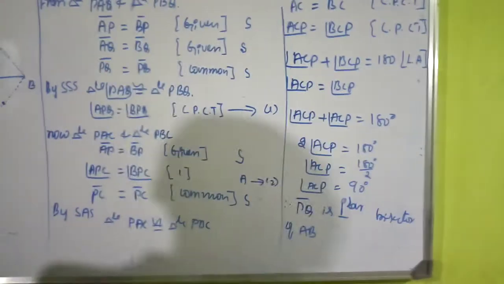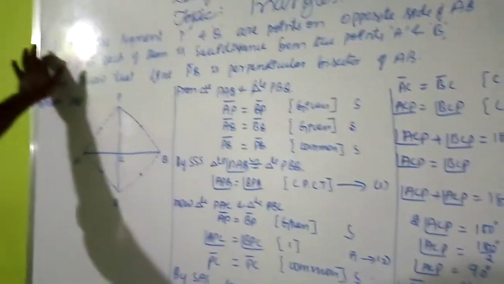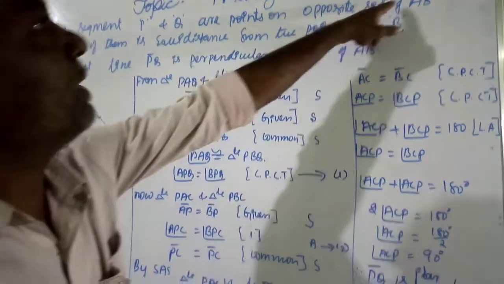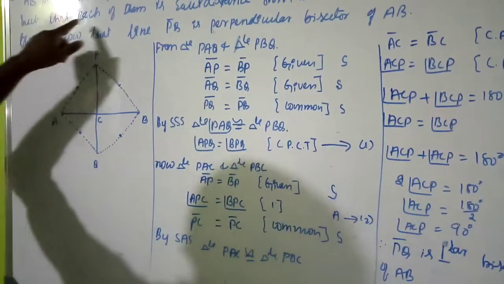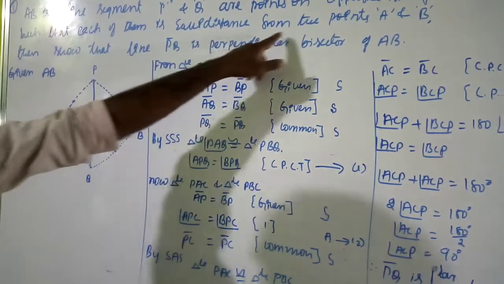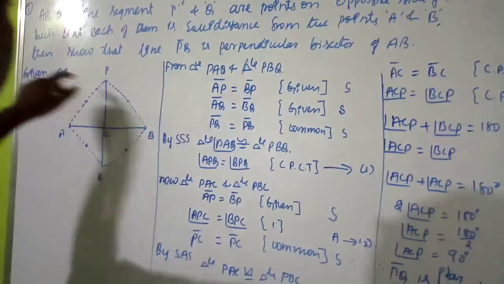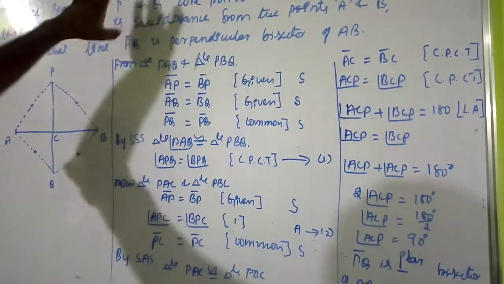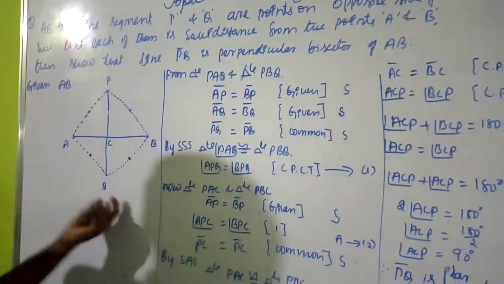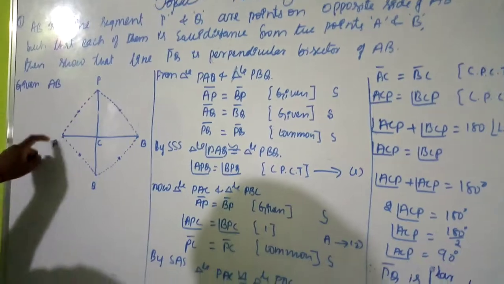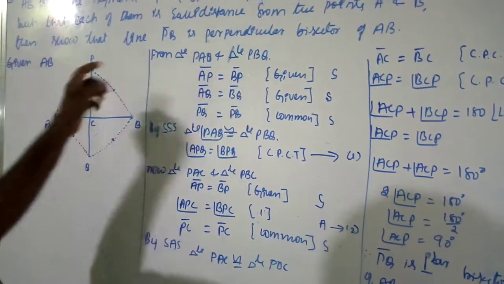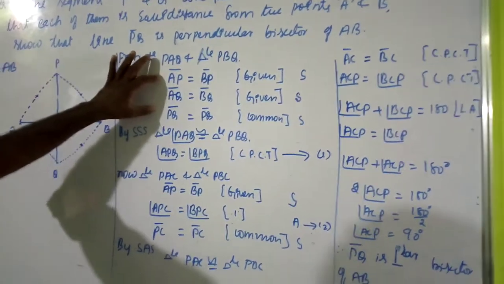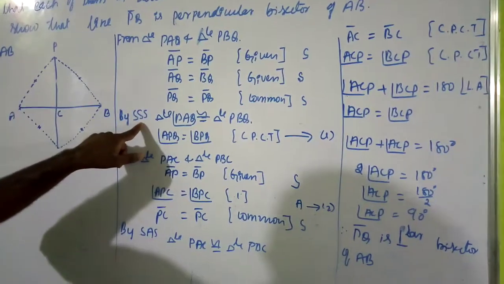So this is about the problem. So once again, AB is a line segment. P and Q are the 2 points on the opposite sides of AB such that each of them is equidistant from the points A and B. Then show that line PQ is perpendicular bisector of AB. From this clue, we have drawn this diagram. So now you should take PAQ and PBQ, these two triangles. Once we can prove the congruence by SSS criteria.